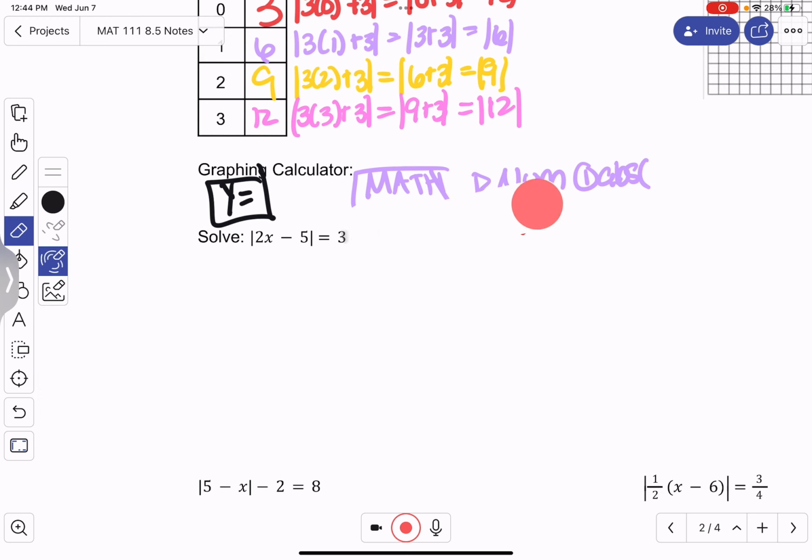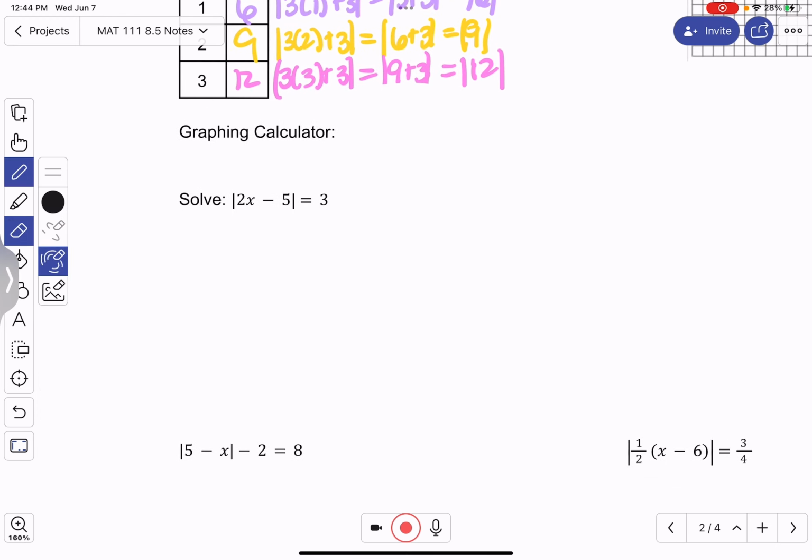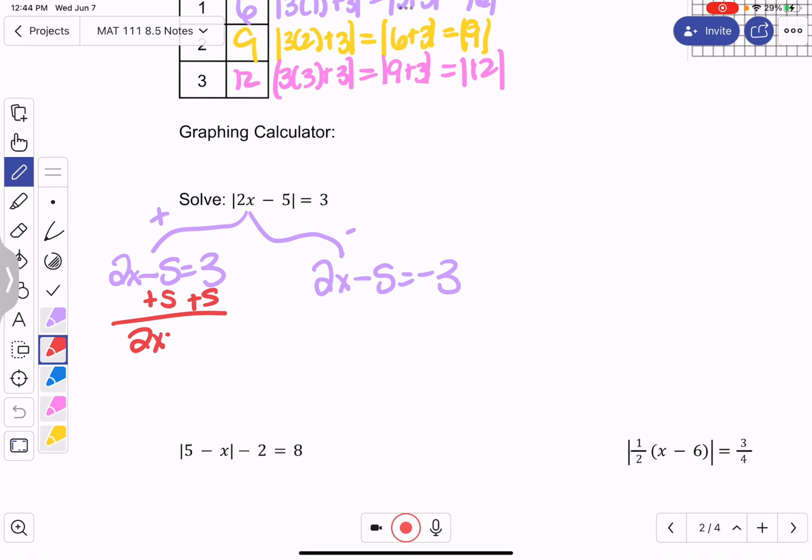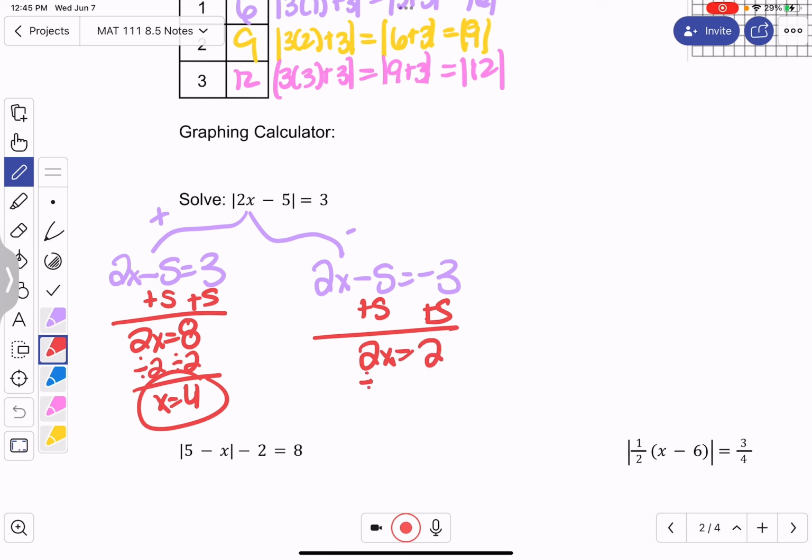All right, now let's talk about solving them. So like we said before, whatever you put inside can be negative or positive. So we're going to take the equation exactly as is and say it equals the positive answer. And then we're going to do the same thing and say that it could be negative 3 because the absolute value would end up making it positive. Then we just solve both of these. So we add 5 to both sides. 2x equals 8. Divide by 2, we get x equals 4. Same thing over here. Add 5 to both sides. 2x equals 2. Divide by 2, and we get x equals 1.